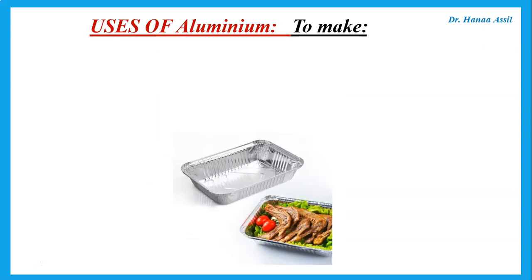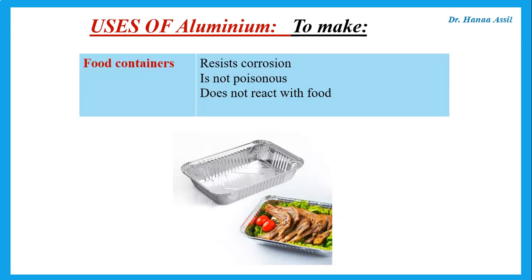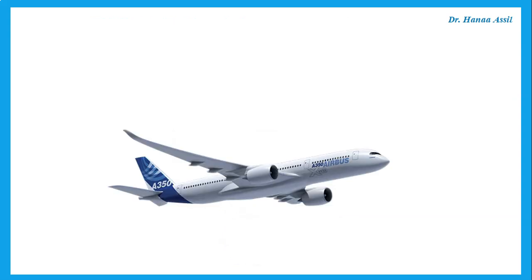Why do we use aluminium for specific uses? You have to mention the property. So we use aluminium in food containers because it is resistant to corrosion. If we say why aluminium is resistant to corrosion, remember we said it has a protective oxide layer. So aluminium is supposed to be reactive, but it doesn't react because it has a protective oxide layer. So it resists corrosion, it's not poisonous, and it will not react with the food.